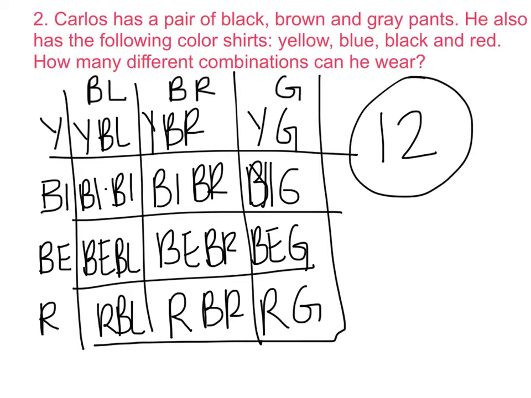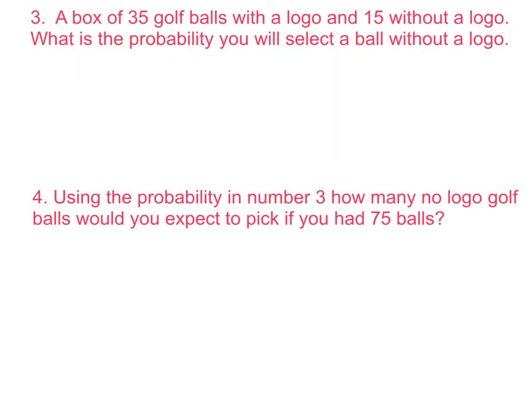To get this right, you would need to be able to write and circle how many combinations. Number 3 says a box of 35 golf balls with a logo and 15 without a logo. What is the probability you will select a ball without a logo? So we need to figure out how many we have total. So 35 plus 15 is 50. And then we have 15 on top. So we have a 15 out of 50 chance to choose one without a logo.